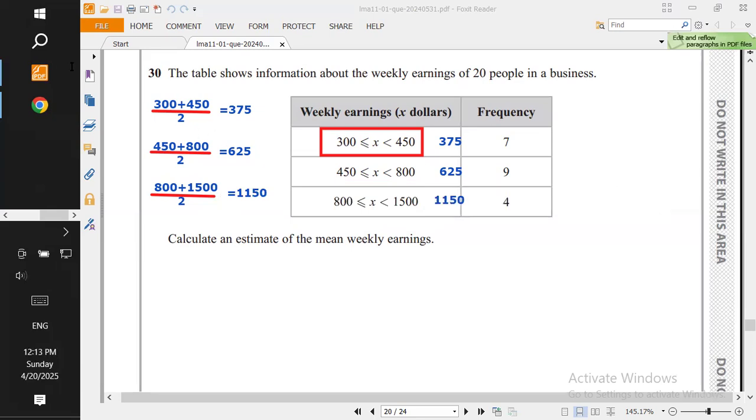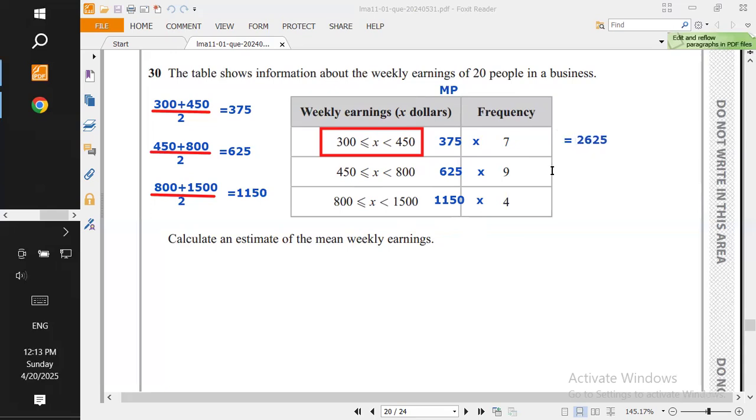Now, after finding the midpoints, the second step is what? Very good. You have to multiply each midpoint by the frequency in front of it. So multiply 375 by 7, and then 625 by 9, and then 1150 by 4. So we found the midpoints. Now we multiply each midpoint by the frequency in front of it, like this. So 375 times 7, you can calculate this with a calculator. It's going to be 2625. That's the first number.